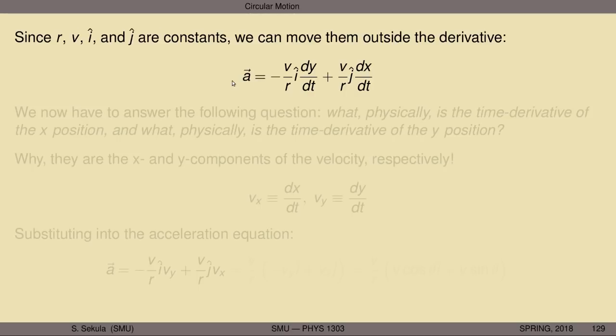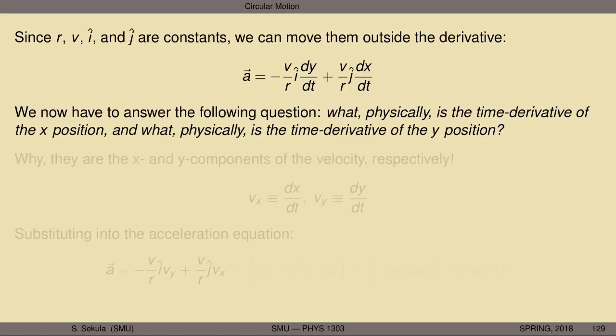So now we have to answer the following question. Can we go further with this? What are these time derivatives? What physically is the time derivative of the x position? And what does it mean physically to take the time derivative of the y position? And hopefully now, with some experience relating speed, velocity, position, time, all this stuff to one another, you have a fairly ready notion of what this would be.